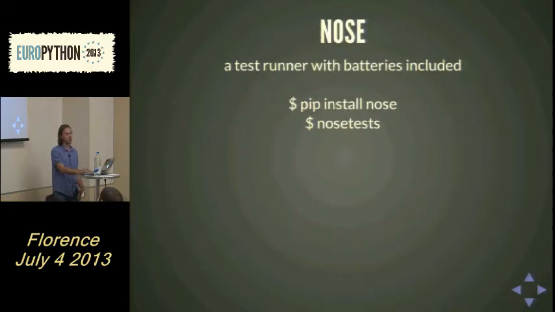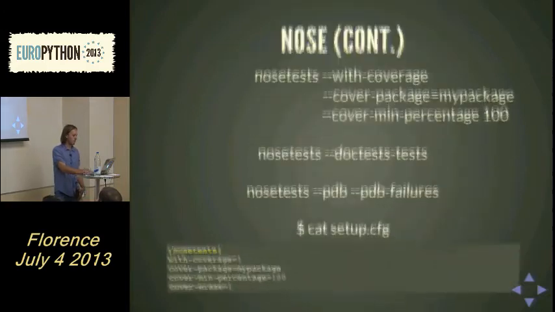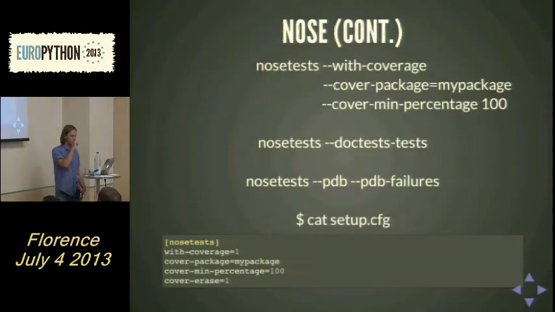So as I said, nose is again pretty easy to install and use, and these are basically the common things I always enable. So run the coverage, cover my package. I also wrote a patch for nosetests so you can specify a minimum percentage of code coverage, which should be 100 if you want to really go crazy on your contributors.